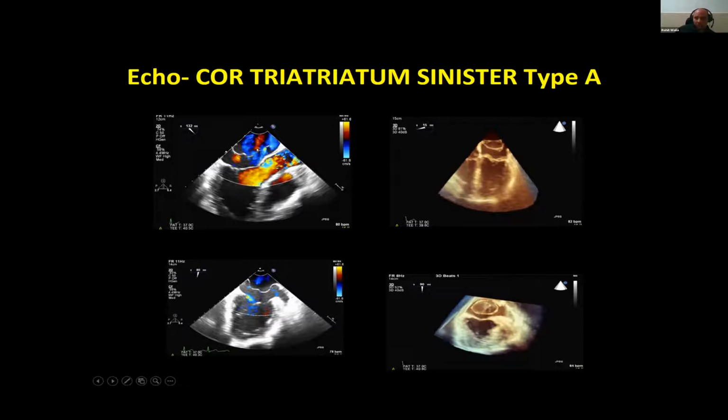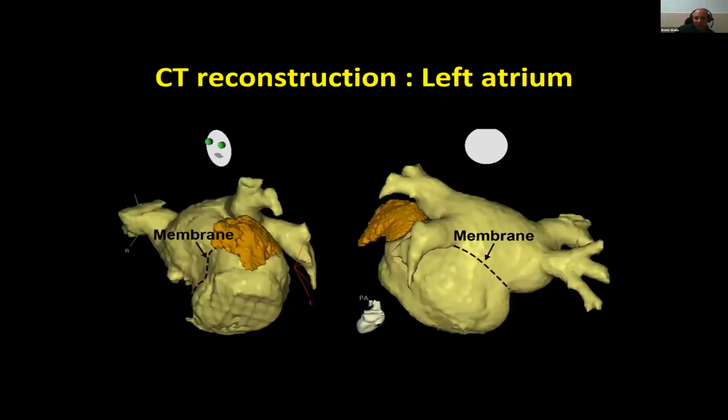When you do AF ablation, you have to do a transseptal puncture, and then you have to go to the pulmonary veins. So in this case it cannot be done without intracardiac echo, because to do a transseptal puncture above the membrane, you have to know the exact location of the membrane, see the membrane, and then reach out to the pulmonary veins to do a pulmonary vein isolation.